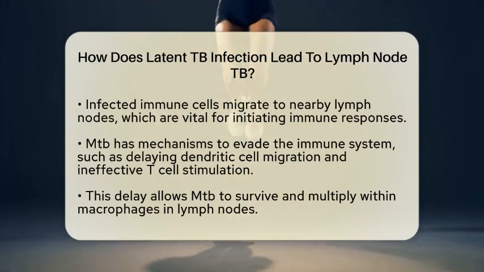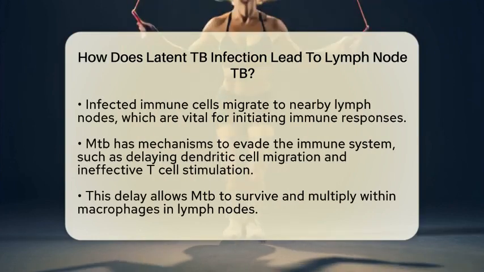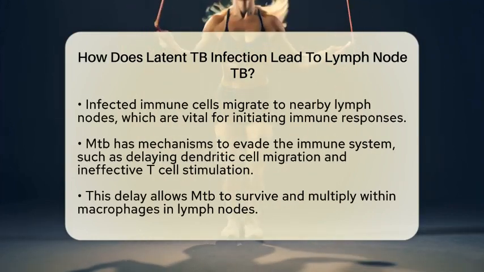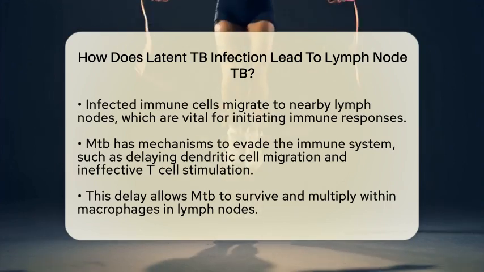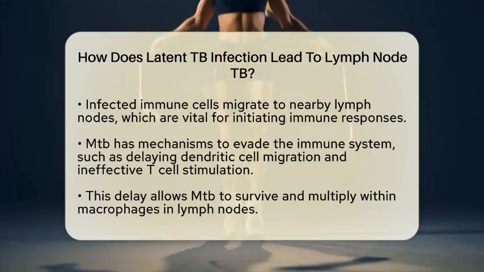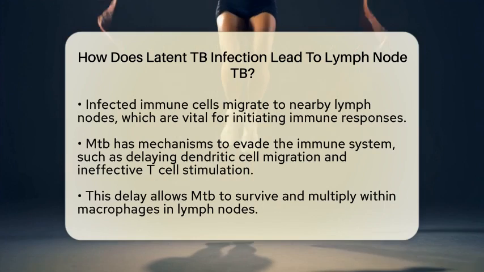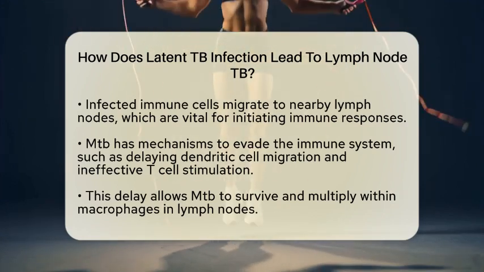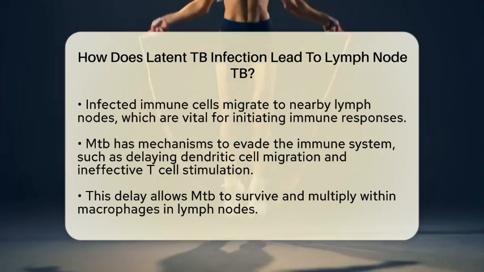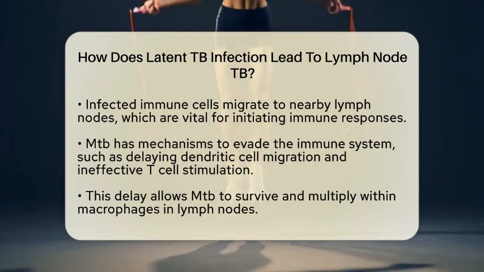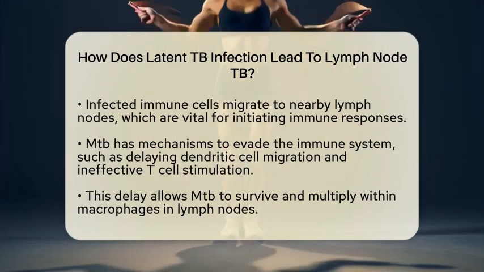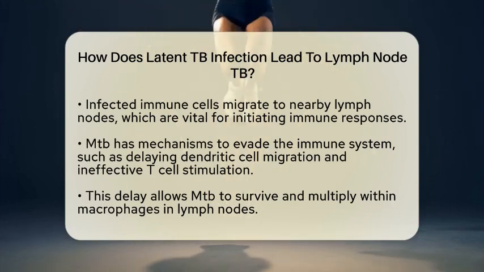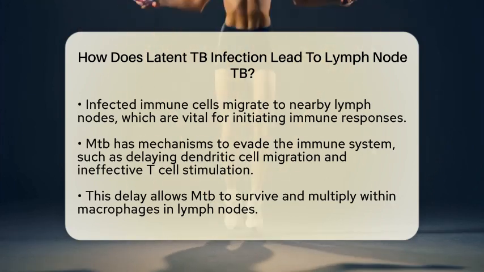It starts when MTB bacteria are inhaled into the lungs and are engulfed by alveolar macrophages and dendritic cells. These infected immune cells then travel to nearby lymph nodes, which are essential for starting immune responses. However, MTB has developed clever ways to evade the immune system. For instance, dendritic cells infected with MTB may take longer to migrate to the lymph nodes and do not effectively stimulate T cells. T cells are crucial for controlling infections.